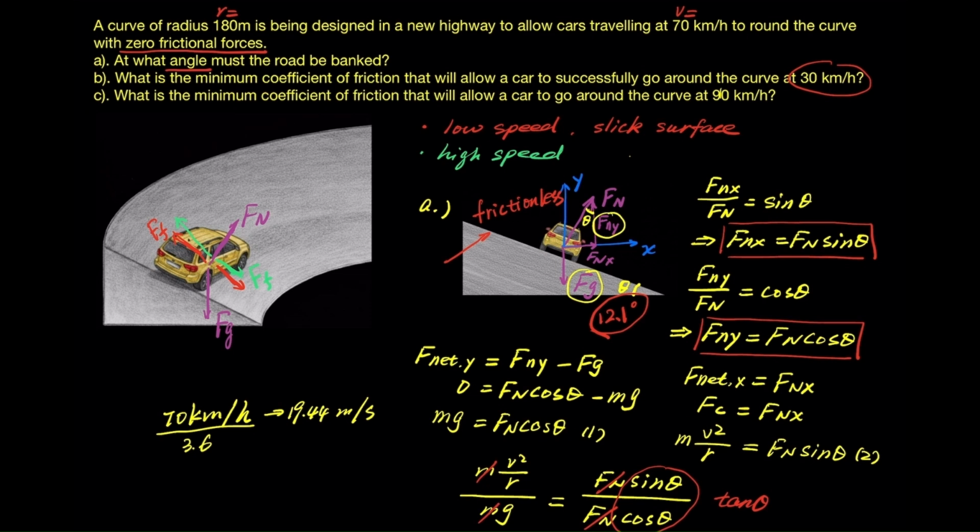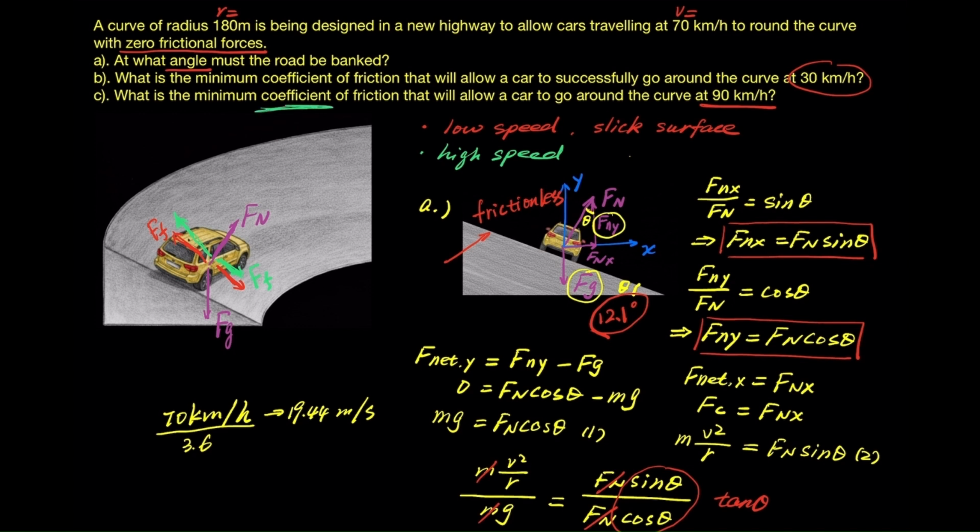Finally, let's look at the case where the car is driving faster than the design speed and traveling at 90 kilometers per hour. What happens here? Well, if the car is driving too fast, it tends to fly away or skid up the bank. To prevent that, there must be a friction force pointing downwards to hold the car in place.